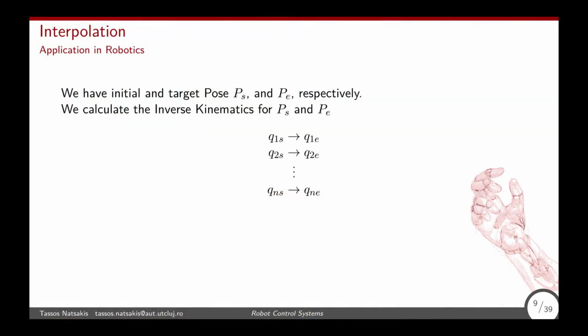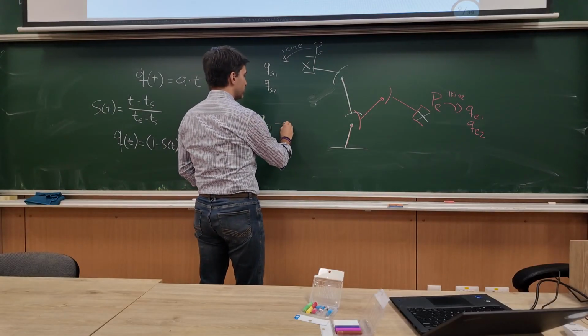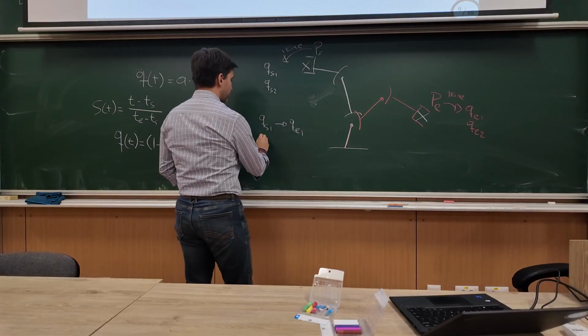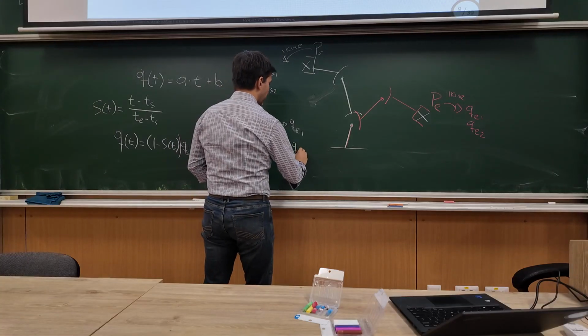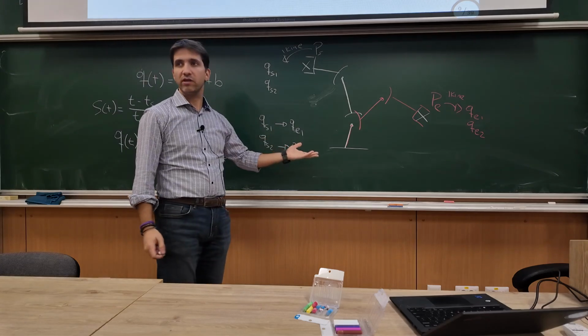And then interpolate between them. So calculate the transition from QS1 to QN1, and a transition from QS2 to QN2. Right, calculate this transition using interpolation.